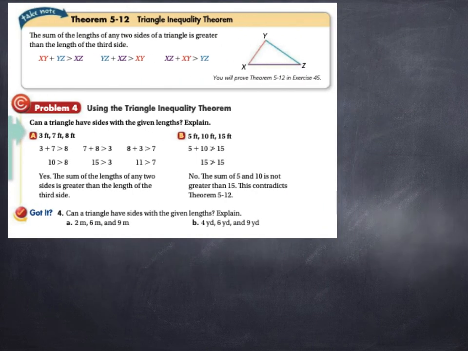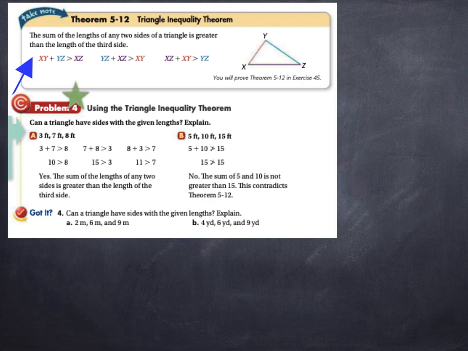Okay, so let us now have theorem 5-12, which is the triangle inequality theorem. The triangle inequality theorem states that the sum of the lengths of any two sides of a triangle is greater than the length of the third side. So in this case, if you add any two of the sides, the sum must be greater than the length of the third side. So XY plus YZ must be greater than XZ, YZ plus XZ must be greater than XY, and XZ plus XY is greater than YZ.